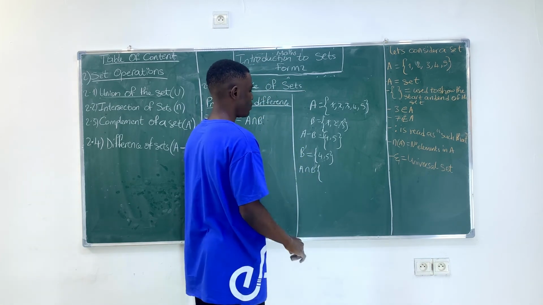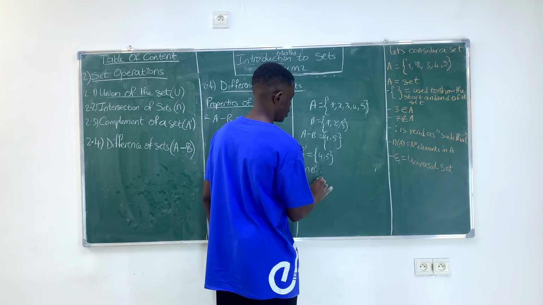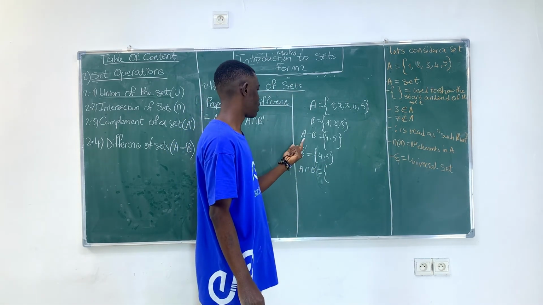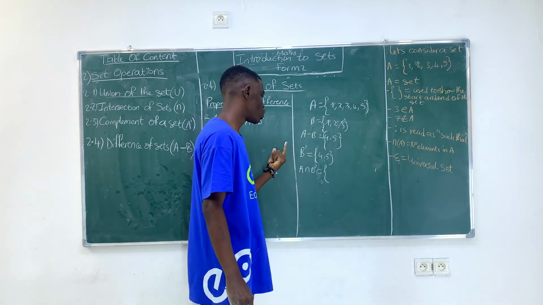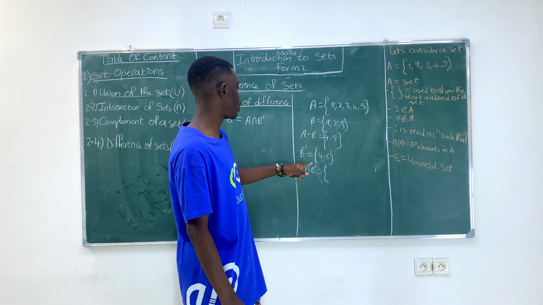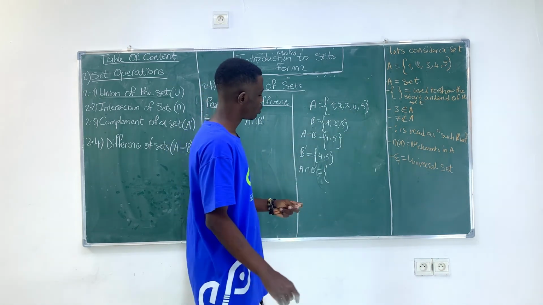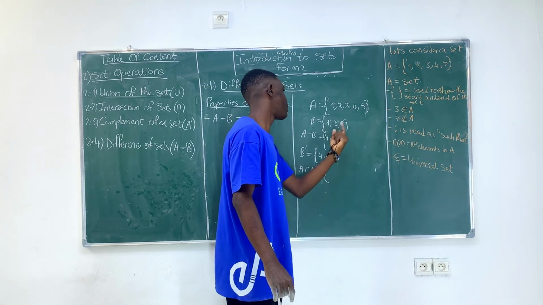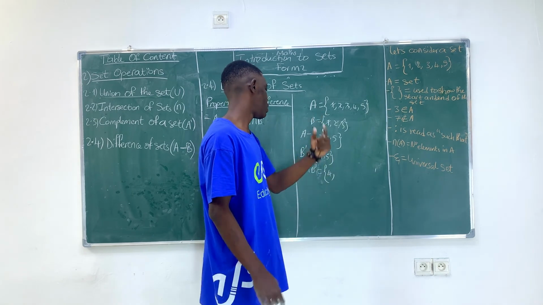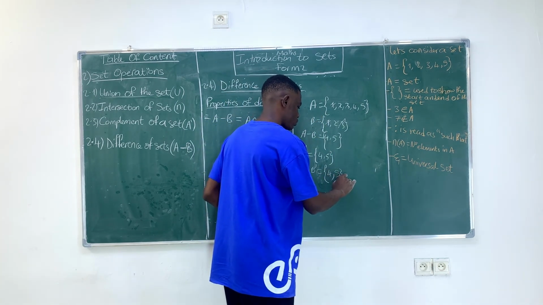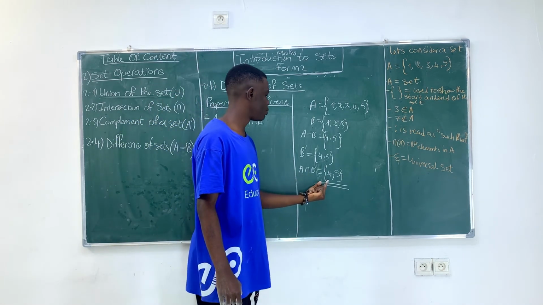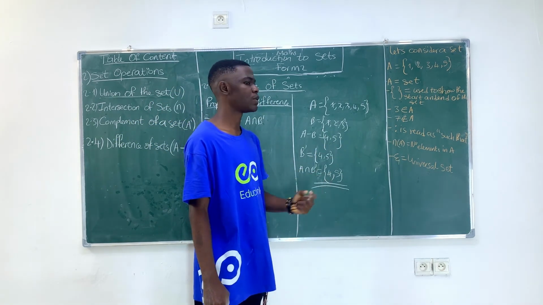A intersection B prime is values in A that are also in B prime. In A, we have values 1, 2, 3, 4, and 5. In B prime, we have just 4 and 5. So 4 is common in B prime and in A, so write 4. And 5 is also common in B prime and in A, write 5. So now you see that A intersection B prime is the same as A minus B.